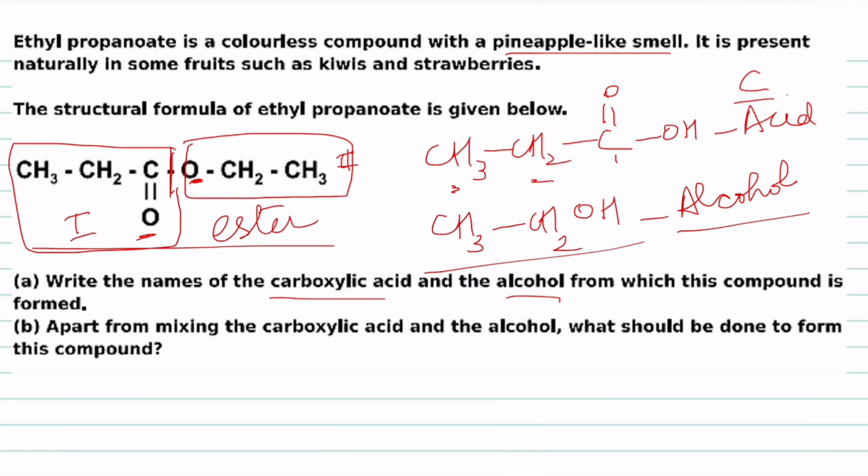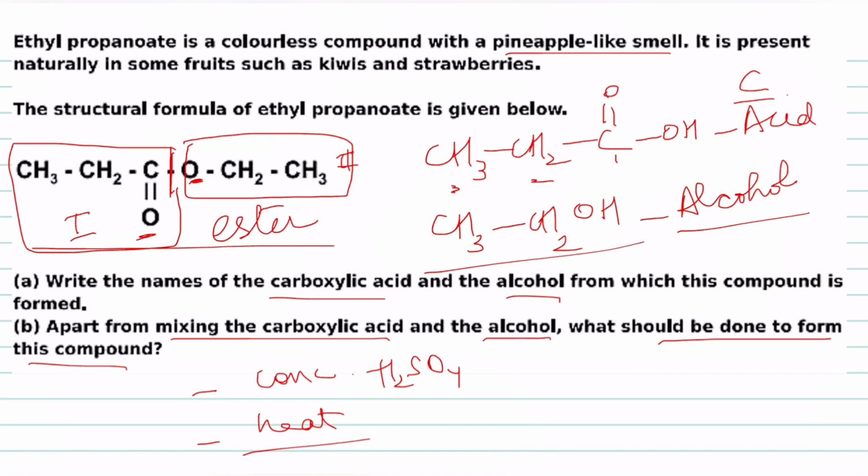Okay, apart from mixing the carboxylic acid and alcohol, what else should be done to form this compound? So what is the necessary condition for ester formation? It has to have concentrated sulfuric acid, and you also would need to heat the mixture. So these are the 2 necessary conditions to bring about this chemical change.